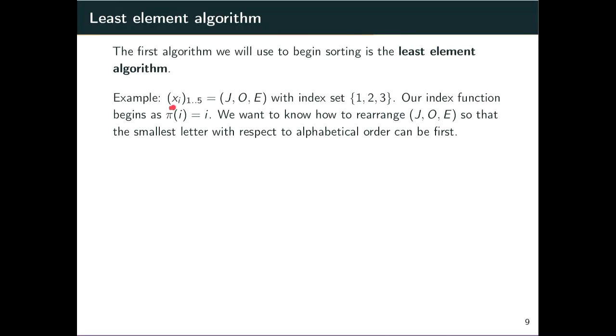Okay, so let's look at an example. This should be a 3. So we've got our sequence, which is JOE, with index set 1, 2, 3. Our index function, so our permutation, begins as just the map that sends pi 1 to 1, pi 2 to 2, pi 3 to 3. So it's just like fixing this JOE in the same position. And then we're going to find a modification to this, which puts the least, alphabetically, element at the beginning.